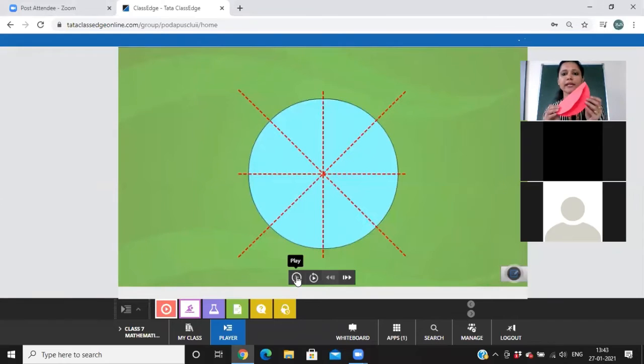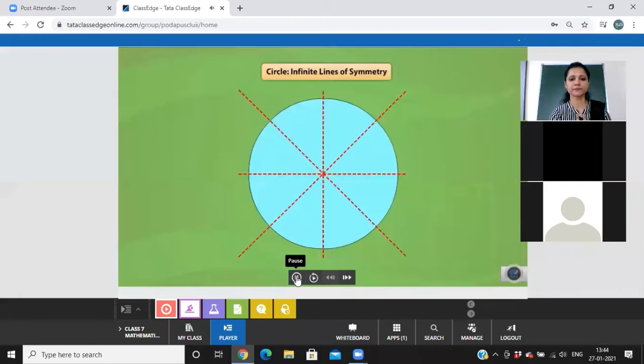So what do you observe? In how many ways can you fold a circle? Unlimited. You can fold a circle in infinitely many ways. Very good, shabash. That means how many lines of symmetry does a circle have? Infinite. Very good, you are right. A circle has infinite lines of symmetry.